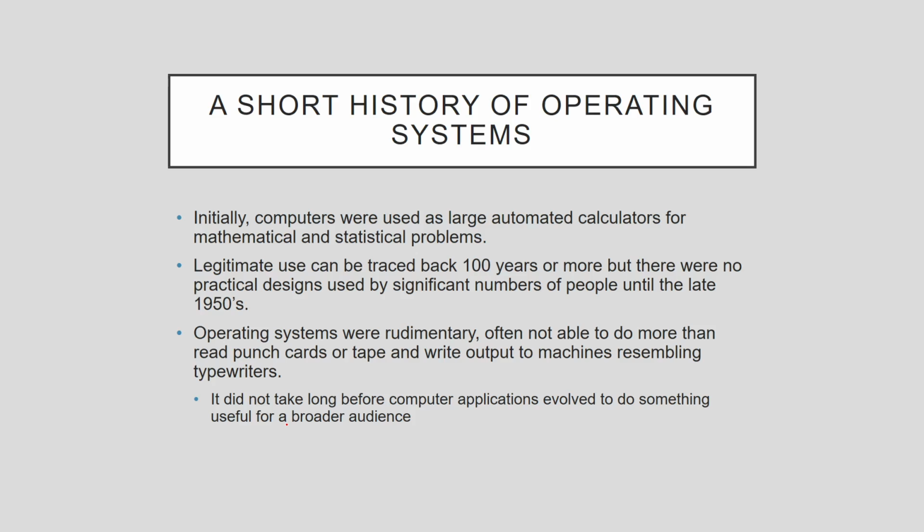Now, a short history of operating systems. Initially, computers were used as large automated calculators used for calculations to solve all sorts of mathematical and statistical problems.